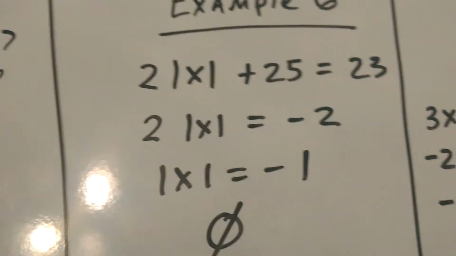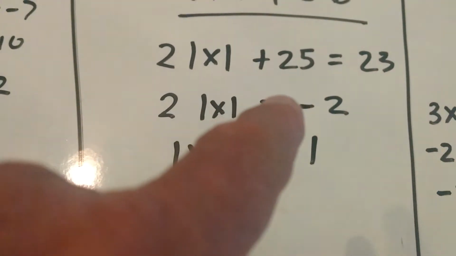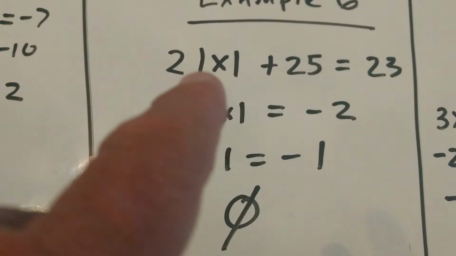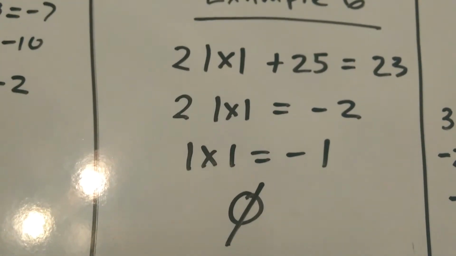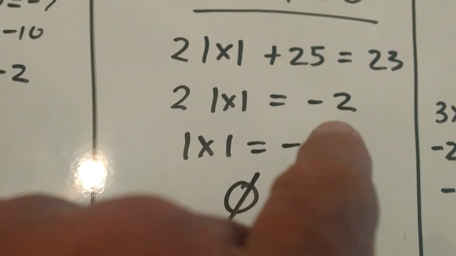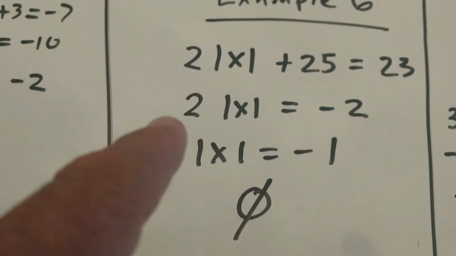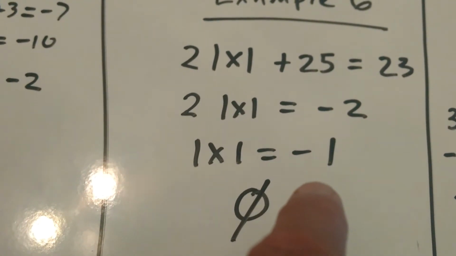Now, example 6 has a couple of different things in here that you've got to pay attention to. First of all, this 2 on the outside, I got to move. Same with this plus 25. Remember, the absolute value must be by itself before I can begin to solve the problem. So the first thing I did was subtract the 25 over, which gave me negative 2. Then I'm going to divide by 2, which gives me negative 1.